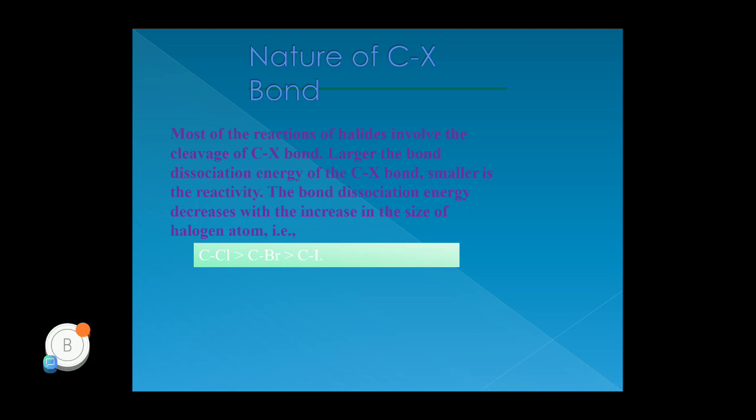What is the nature of the carbon-halogen bond? It's a very important point. By this we can make out so many questions. It generally comes in competitive examinations and board examinations also. As we know, the halogen series is very electronegative. They have the tendency to pull the shared electrons toward themselves.